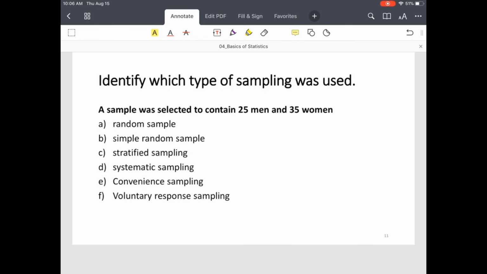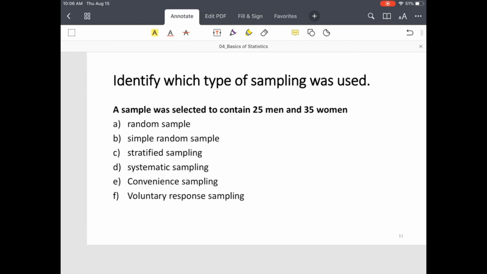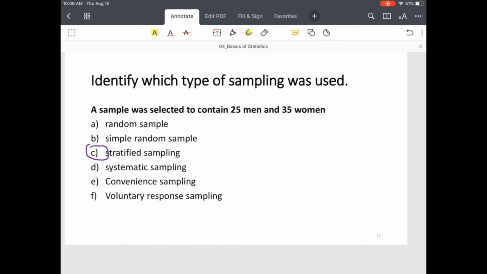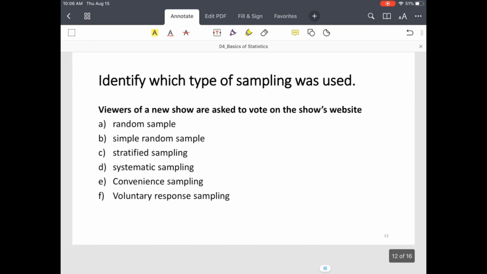All right, then we got a couple questions here. We want to identify the type of sample. So this first one says, a sample was selected to contain 25 men, 35 women. All right, now I've got 2 subgroups. I've got men and I've got women. All right, so that's stratified. Next question. Viewers of a new show are asked to vote on the show's website. Now it's up to them to vote, so it's a voluntary response.